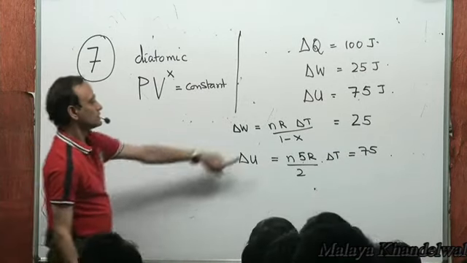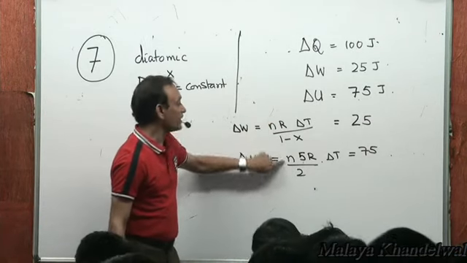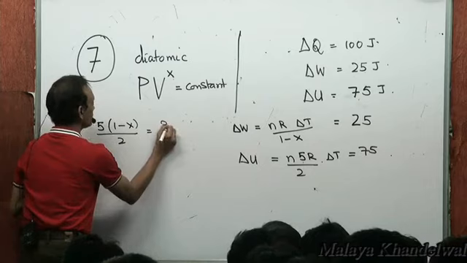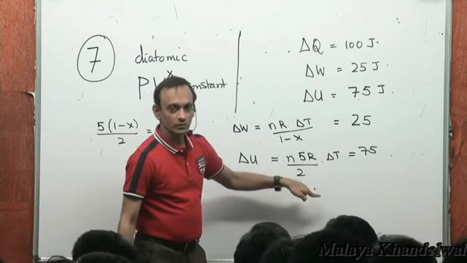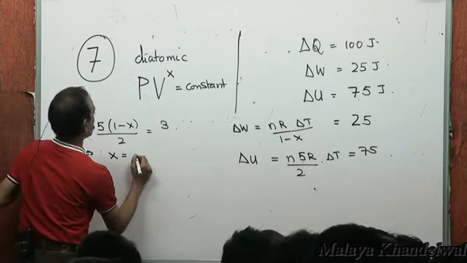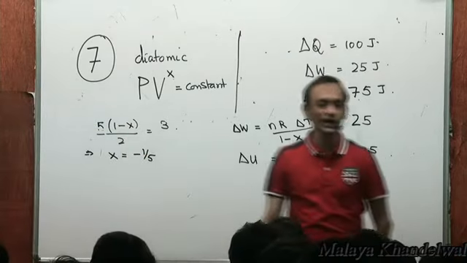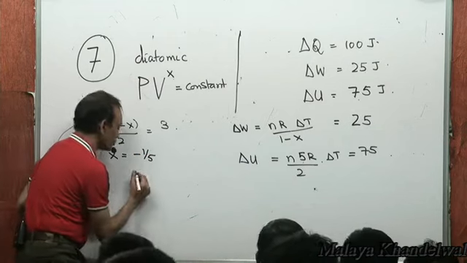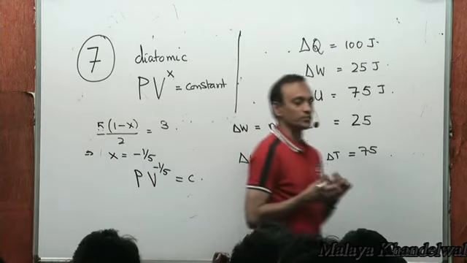Yes or no? Now, what is my objective? My objective is to compute x. I divide this by this, and I get 5 into (1 minus x) by 2 equal to 3. nR delta T would get cancelled. So this gives me x equal to 5 minus 6 by 5, which is minus 1 by 5. x turns out to be minus 1 by 5. So the equation of the process is PV to the power minus 1 by 5 equal to constant. That's the equation of the polytropic process.